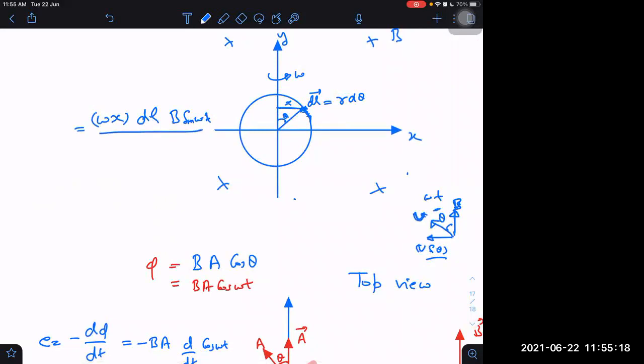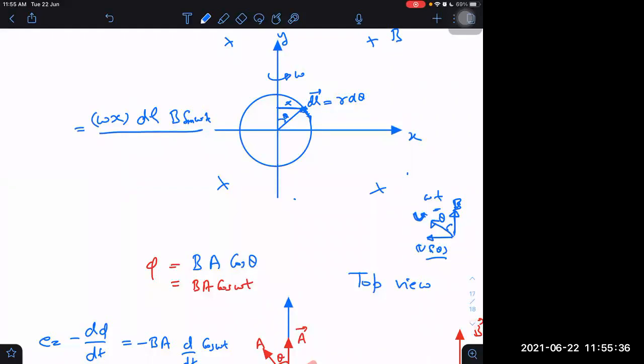Sir, alternating current will be produced here, no sir? Alternating. Yes, it is alternating only. There is no doubt about it.